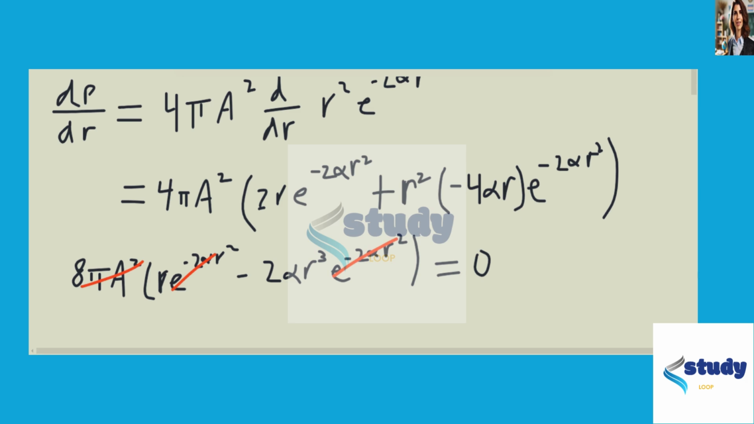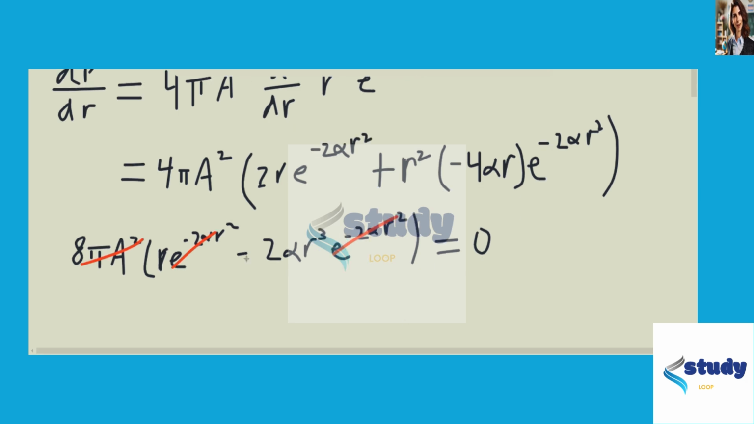And what we're left with is r is equal to 2 alpha r to the third. Or in other words, r is equal to 1 over the square root of 2 alpha, since the positive goes, we add that to the other side, or the negative goes away, 1 over 2.